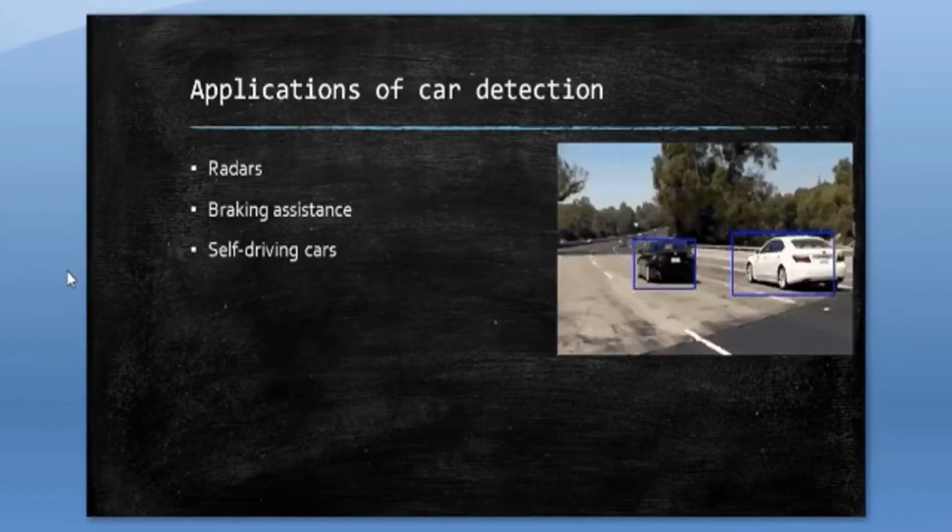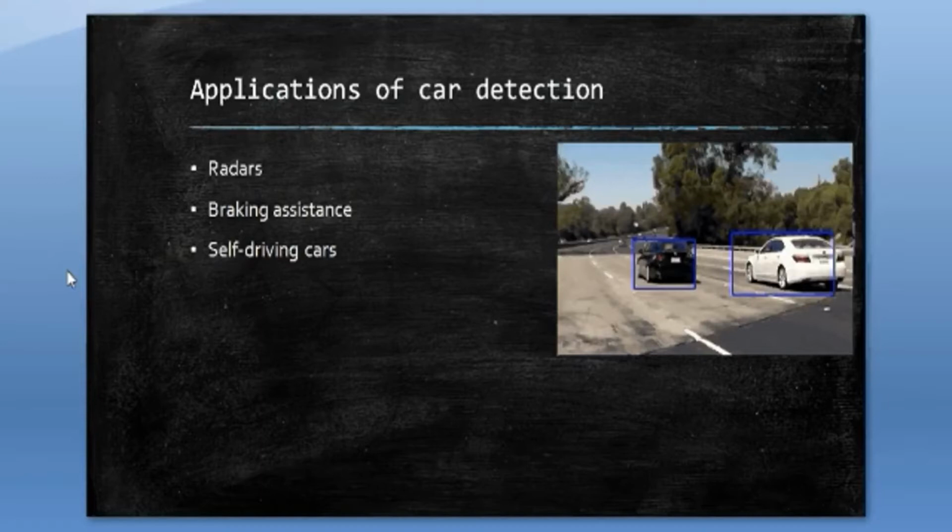Application of car detection. Our project has a lot of applications. We will discuss 3 of them. Radars are one of these applications. If we detect cars in the real-time world or a real-time application, by doing some mathematics we can get the speed of the detected car. So radars are one of the applications we can use.